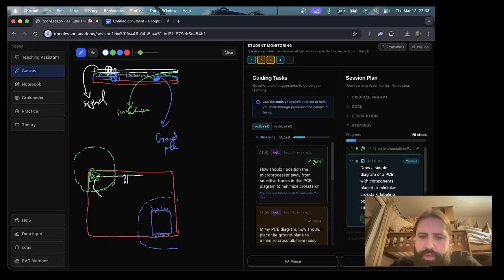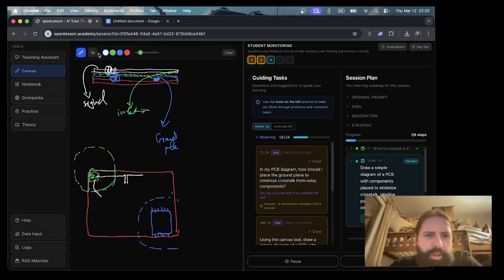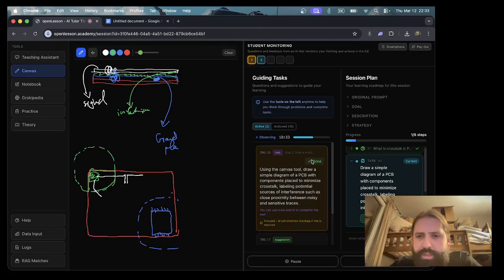Diagram of the crosstalk. How should I place the ground plane? This is where we put the ground plane, I think just basically in here, so you have that canceling effect. I think that is done, and then we have the canvas tool. We have to draw a simple diagram of a PCB with components placed to minimize crosstalk, labeling potential sources of interference, such as close proximity between noisy and sensitive parts.